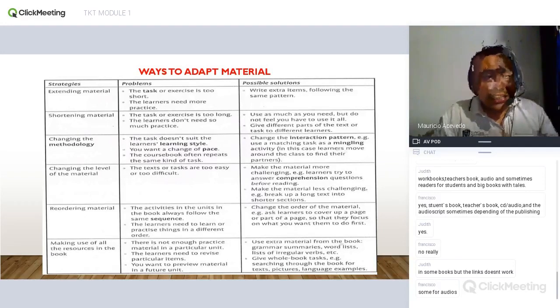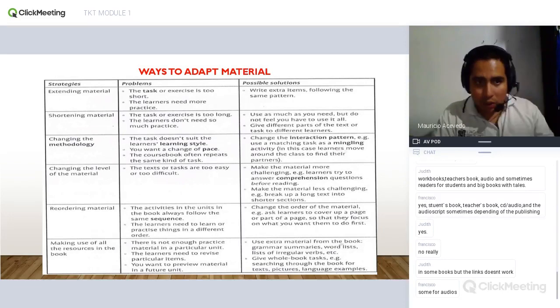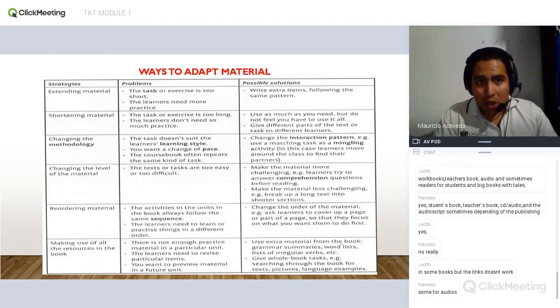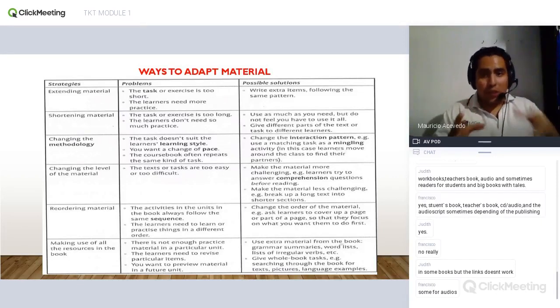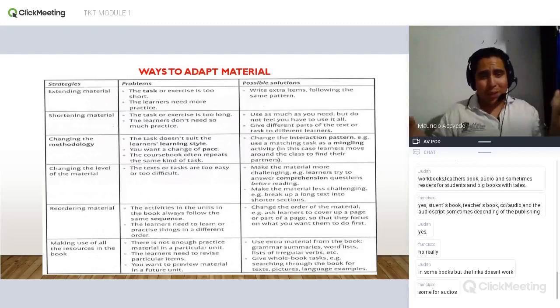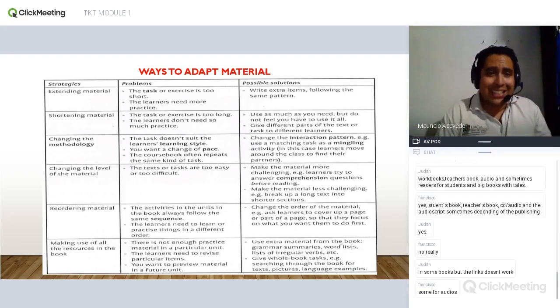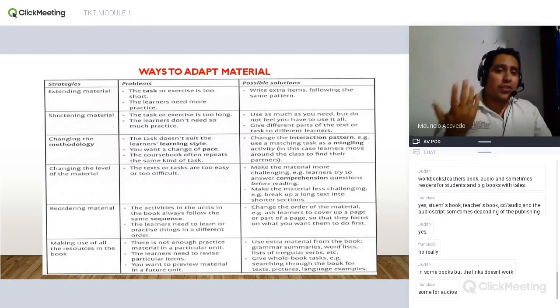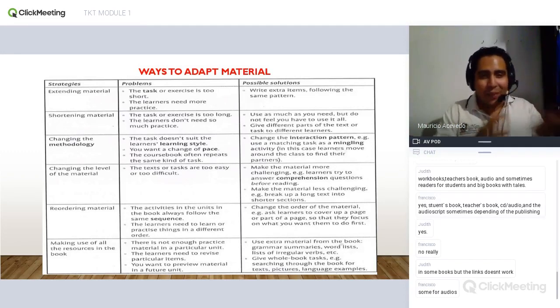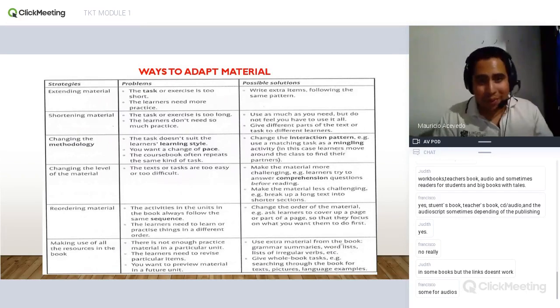Okay, changing the level of the material. This is another strategy. For example, a problem could be that the text or tasks are too easy or too difficult. So in this case, for children, imagine that you have a text with many phrasal verbs in which students don't even know what phrasal verbs are. In this case, that's too difficult. Or students are at a preparatory level, and they look at very funny pictures with fairy tales, and maybe it's very easy. Okay, what is a possible solution?